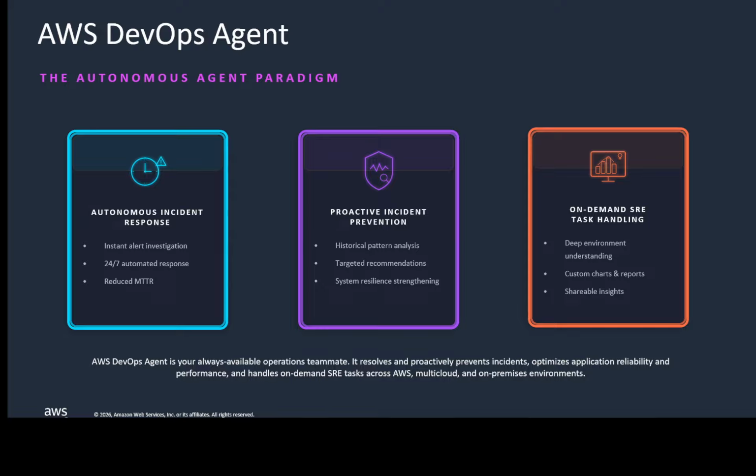On-demand SRE task handling: AWS DevOps Agent leverages a deep environment understanding to enable advanced analysis. It creates custom charts and reports tailored to your needs, and it can share them across your multiple channels. This helps us prepare the post-mortem reports after the incident happens.